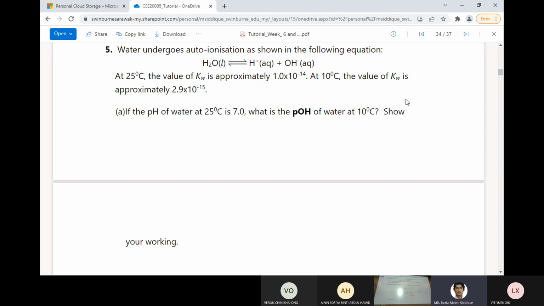From here, we will find the concentration of hydroxyl ion, right? The concentration of hydroxyl ion will be the concentration of hydroxyl ion.